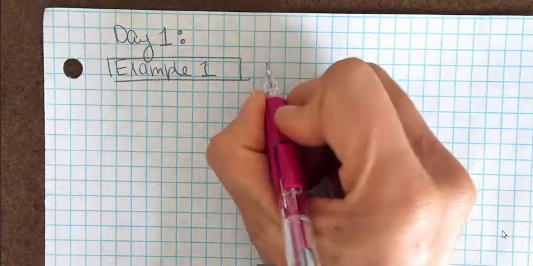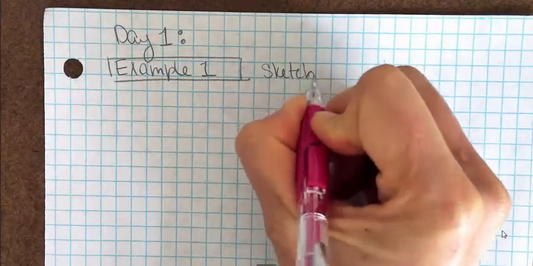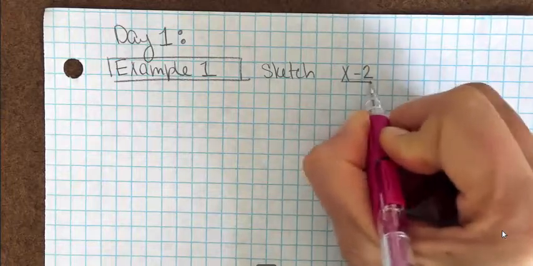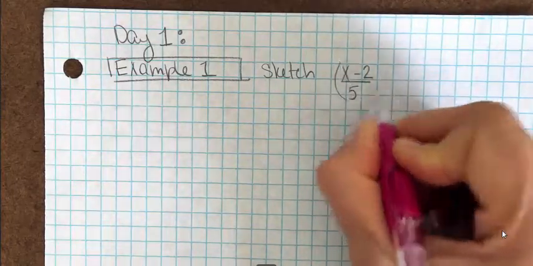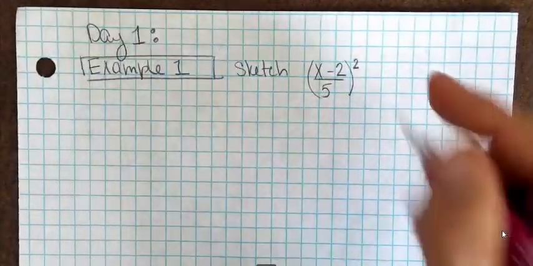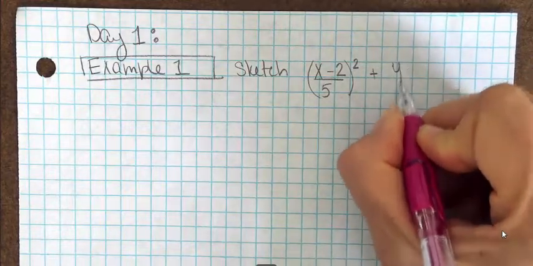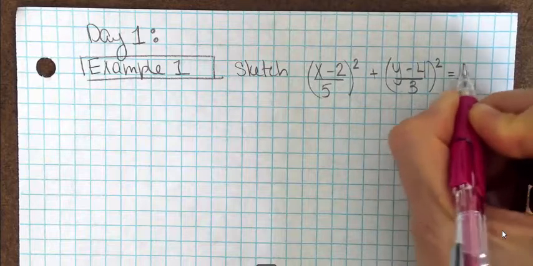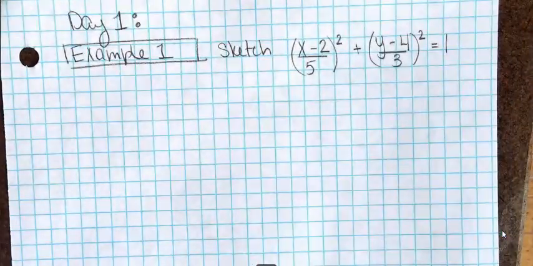All right, so example 1 is to sketch. And here it is. You're going to have x minus 2 over 5 squared plus y minus 4 over 3 squared equal to 1. So before you can even figure out how this is going to look, and I wouldn't just jump into Desmos, you need to make sure that you can actually use your brain on this. You're going to want to go over the rules that we originally had talked about.